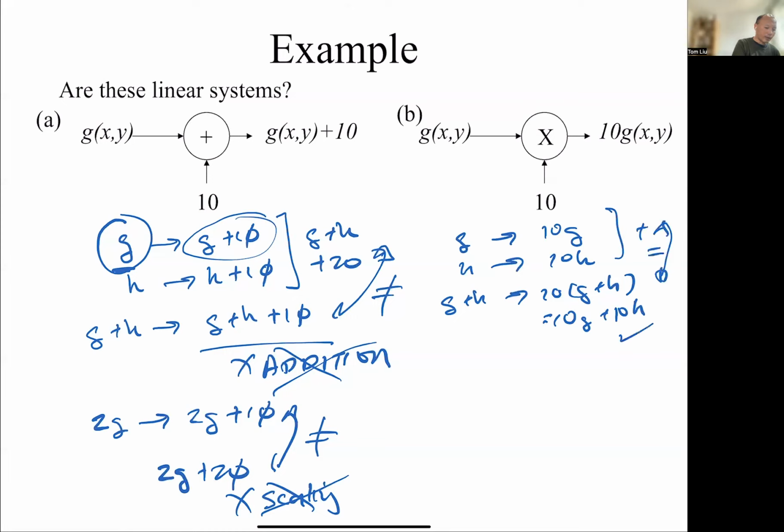So it does satisfy addition. Let's say we had 2G, that says we would multiply that by 10, that's 20G, and that equals 2 times 10G, right? So that satisfies scaling. So yes, it is linear. Okay, so that was a little simpler. Okay, any questions before we move on to the next example?